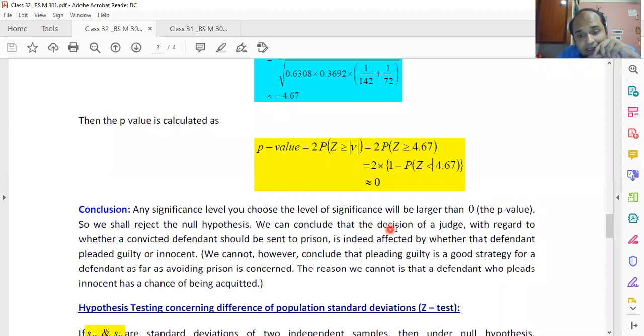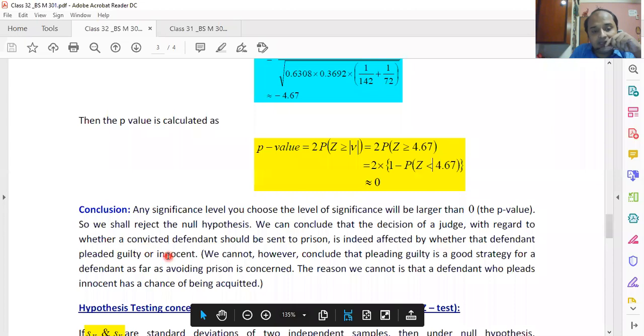We can conclude that the decision of a judge with regard to whether a convicted defendant should be sent to prison is indeed affected by whether that defendant pleaded guilty or innocent. We cannot, however, conclude that pleading guilty is a good strategy for a defendant as far as avoiding prison is concerned. The reason we cannot is that a defendant who pleads innocent has a chance of being acquitted. Carefully read the conclusion. Once the class is finished and once you sit with this particular note, carefully see this particular conclusion which has been drawn.